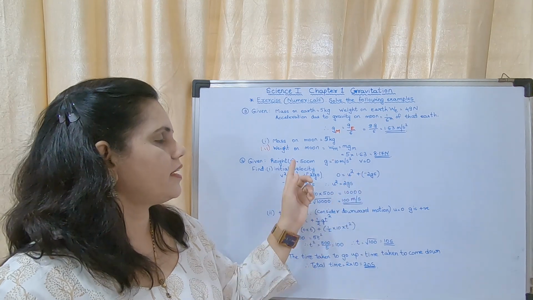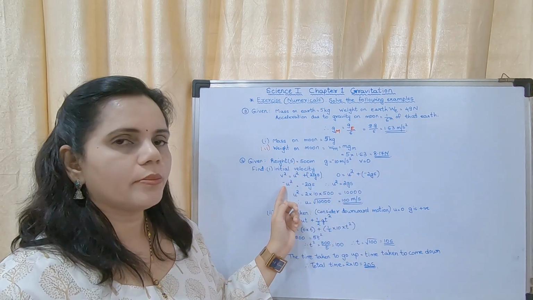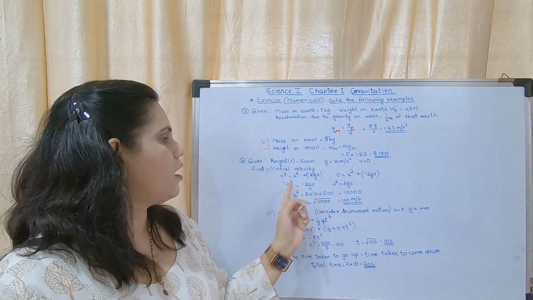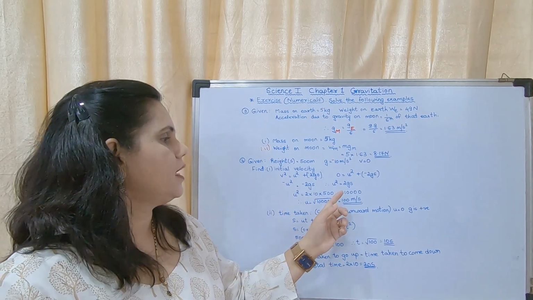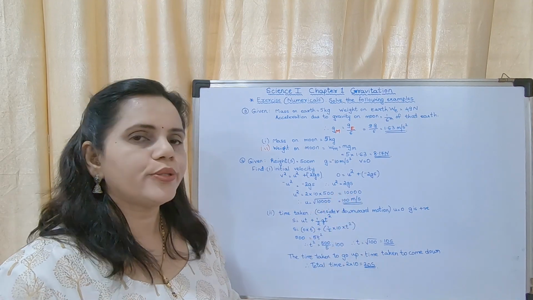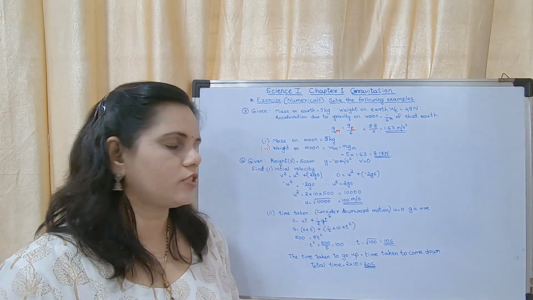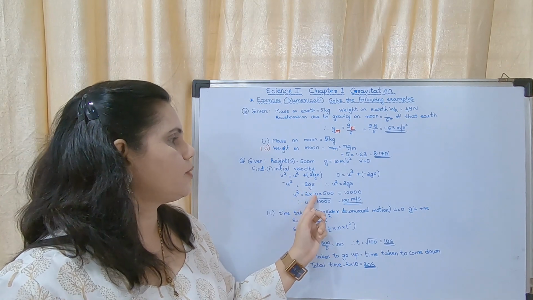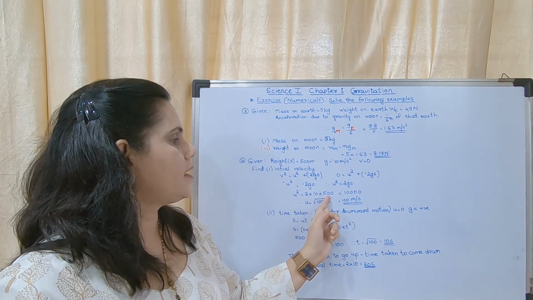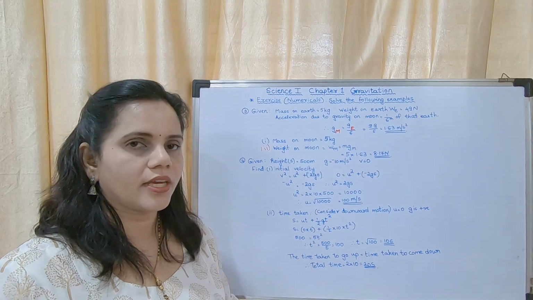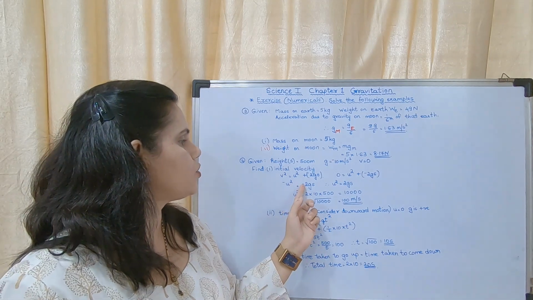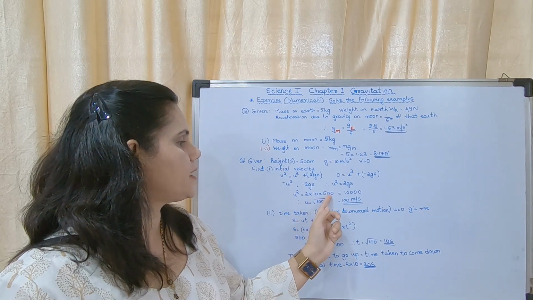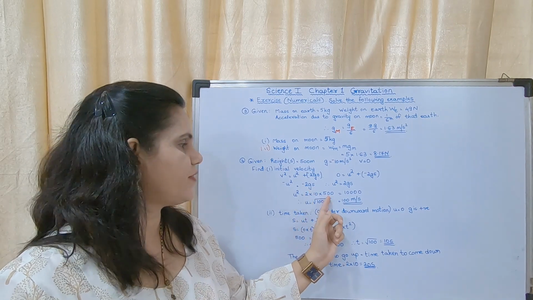Now this u square, if you take towards the left hand side, it will become minus u square is equal to minus 2gs, or cancelling the minuses, you will get u square is equal to 2gs. Now you may substitute the values. U square is equal to 2 into g, you have to take it as 10, and it is 500. Now where did this minus go? The minus has got cancelled. So it will be 2 into 10 into 500.